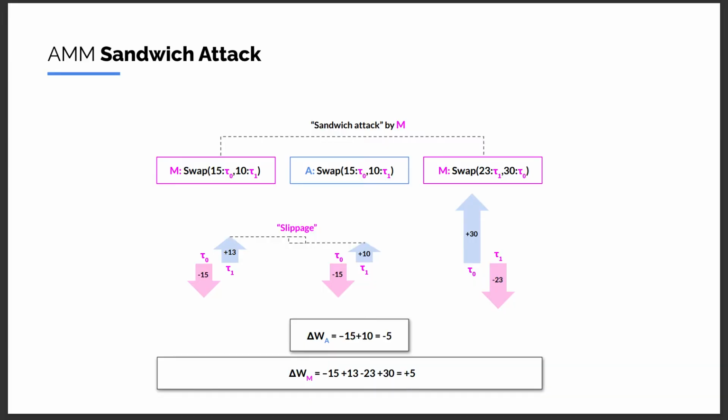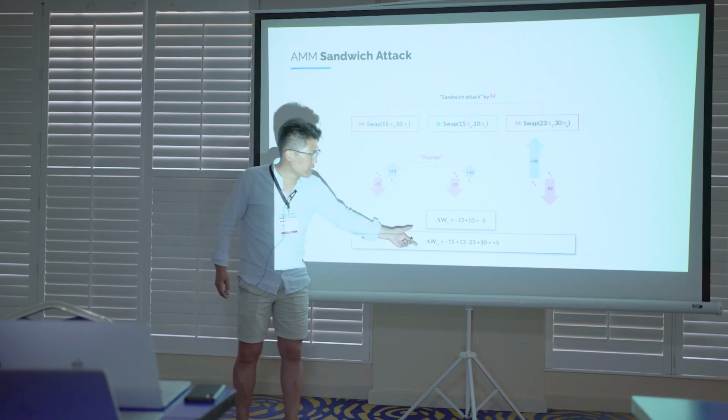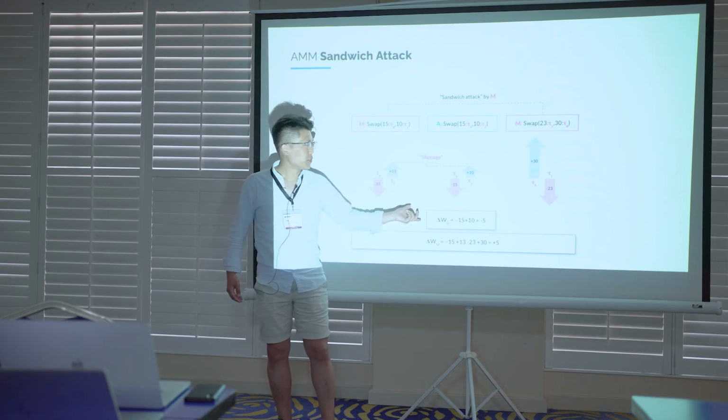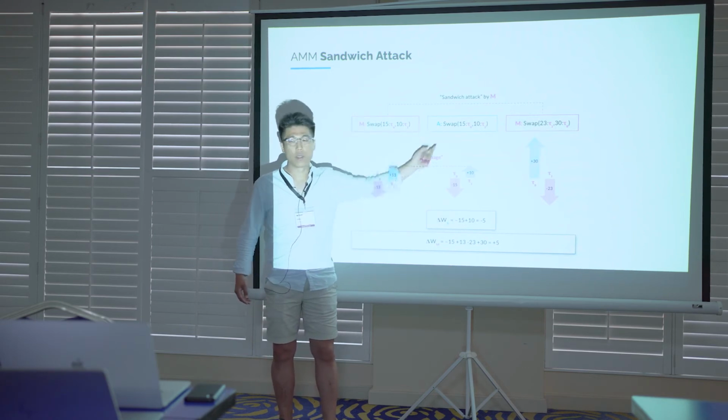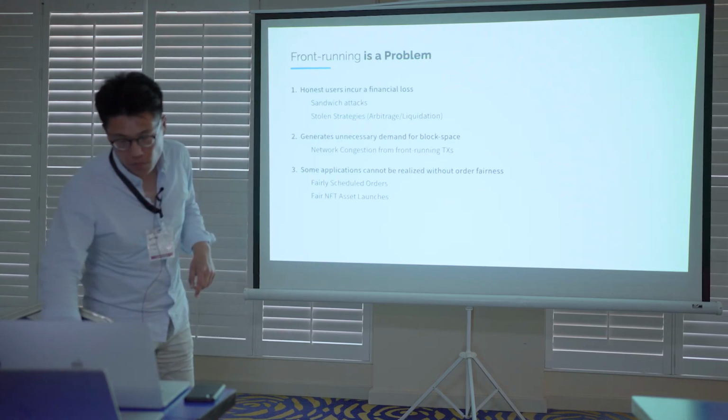To illustrate what a sandwich attack is, let's just replace the user or the authorizer of the first transaction and the last transaction with M, the adversary. And we can easily see by summing up the exchanged amounts, and here we're assuming that the price of the tokens is 1, both tau 0 and tau 1 have the same price, that the adversary makes a profit of 5, which comes from the honest user that's sandwiched in the middle. So just a simple example of how a sandwich attack occurs with AMMs.